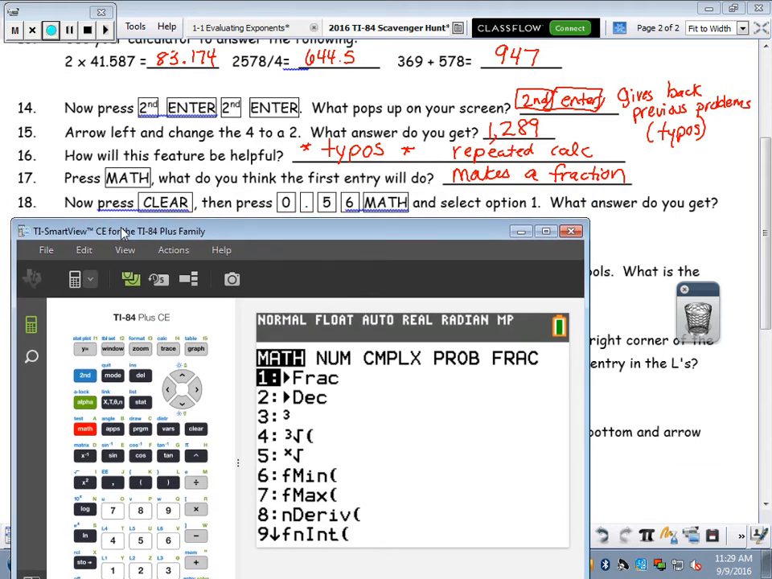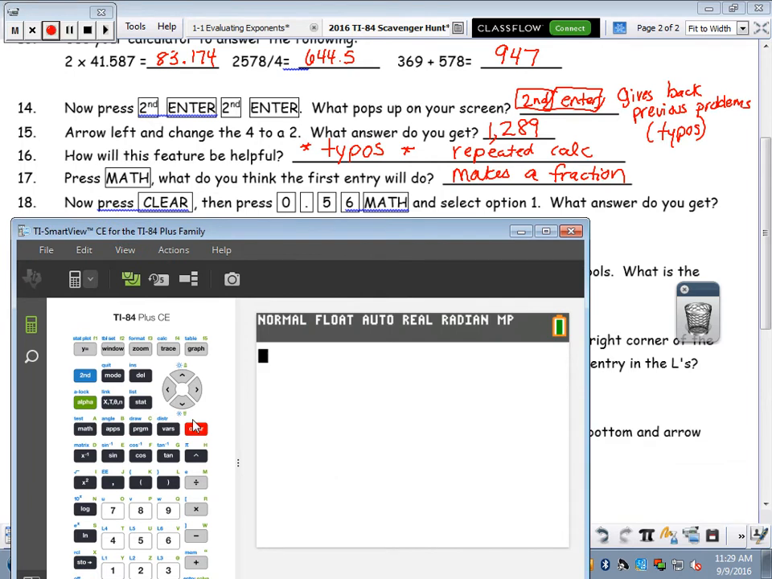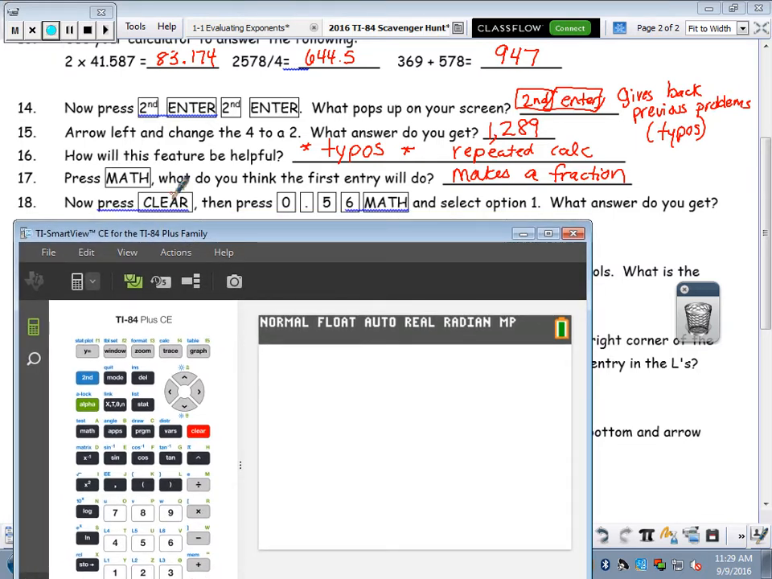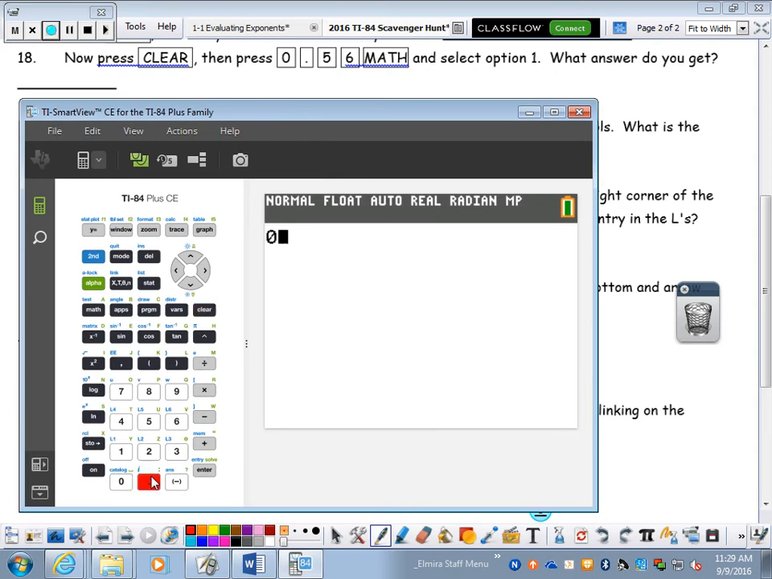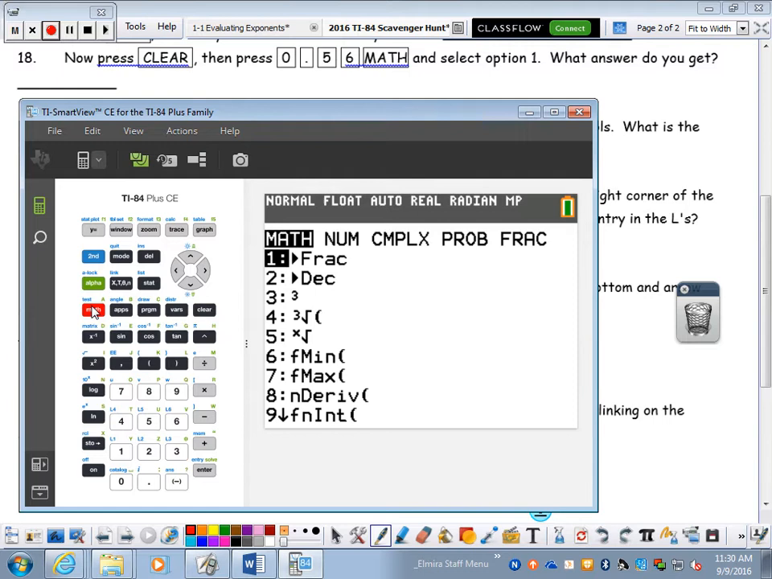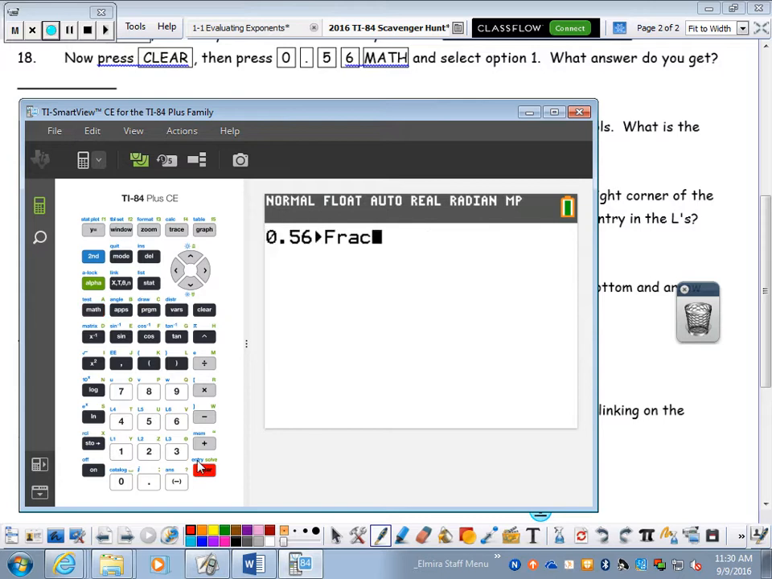Okay, so let's clear the calculator. And we'll clear it again. So we're going to press 0. Let me move this up a little bit. .56. Then press the math key and select option 1. So it's already on option 1. You can press enter or you can hit the 1. It doesn't matter. And it'll show you that. Convert to a fraction. Hit enter again. And look at that. It made a fraction. So .56 as a decimal becomes 14 out of 25 as a fraction.